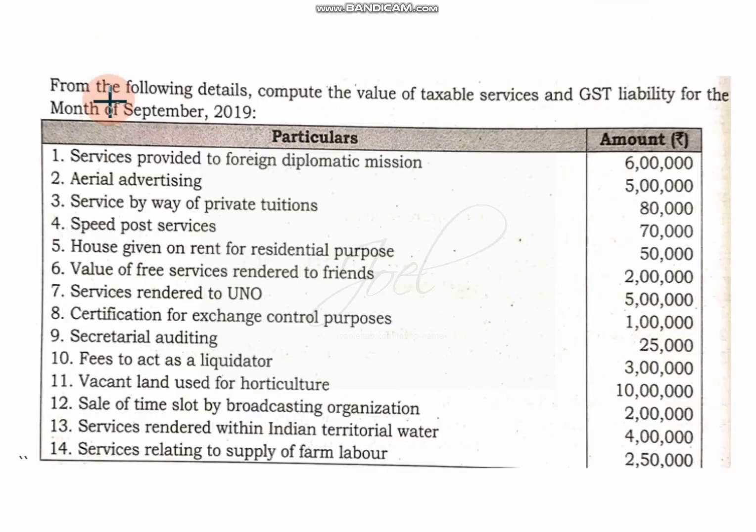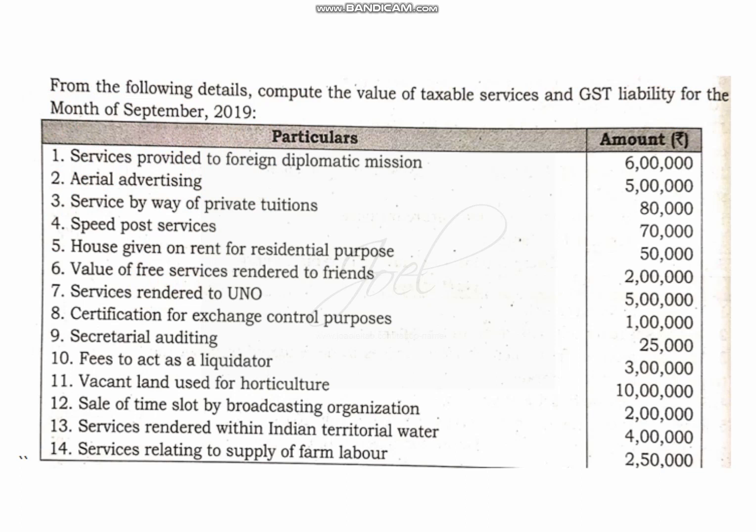Next problem, simple problem it is. From the following information, calculate the value of taxable services and GST liability for the month of September 2019. We'll see which item is taxable and where we are going to consider that particular item. So we have to remember one thing before calculating these kinds of problems.